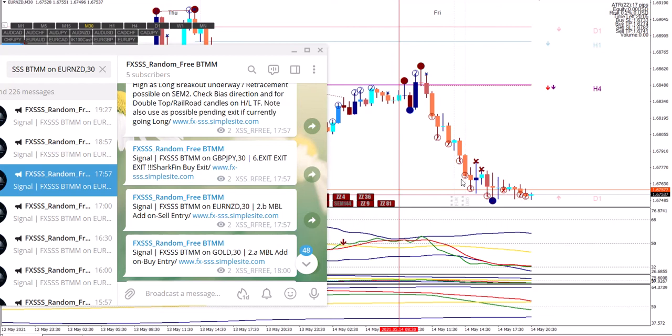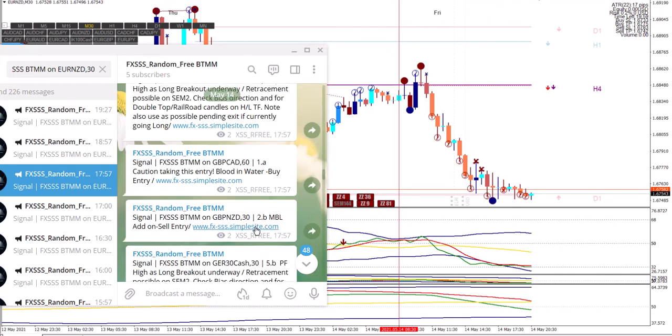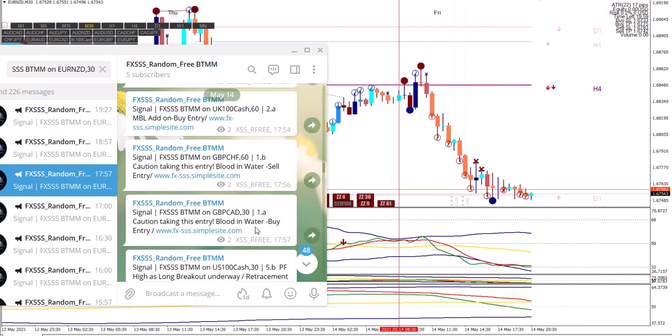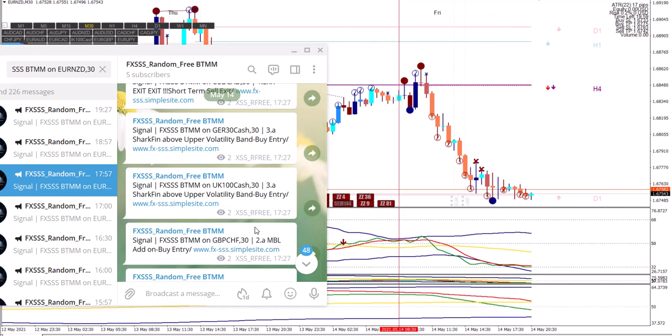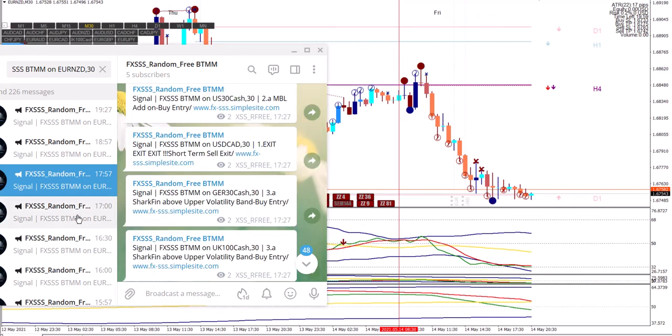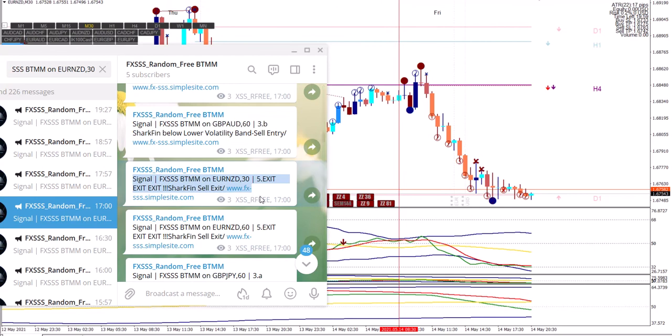There's your exit. Valid. Where is it? Am I going the right way? Is it? Right? So there to there, 59 pips.